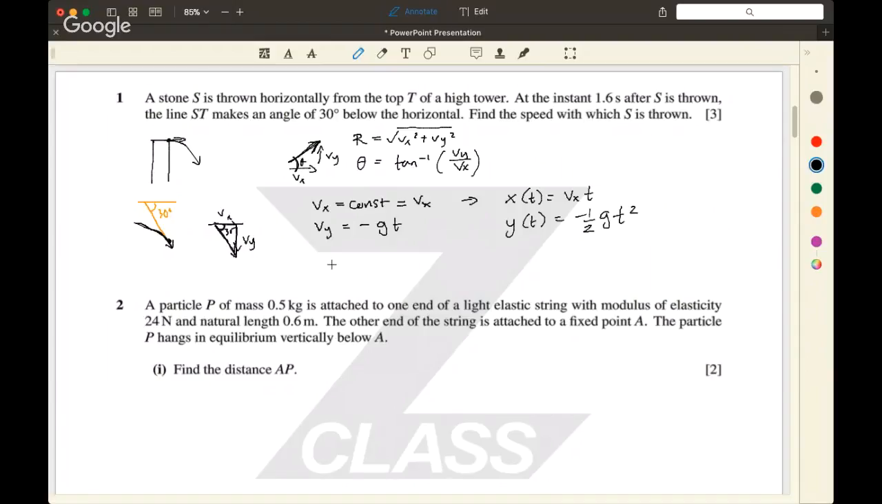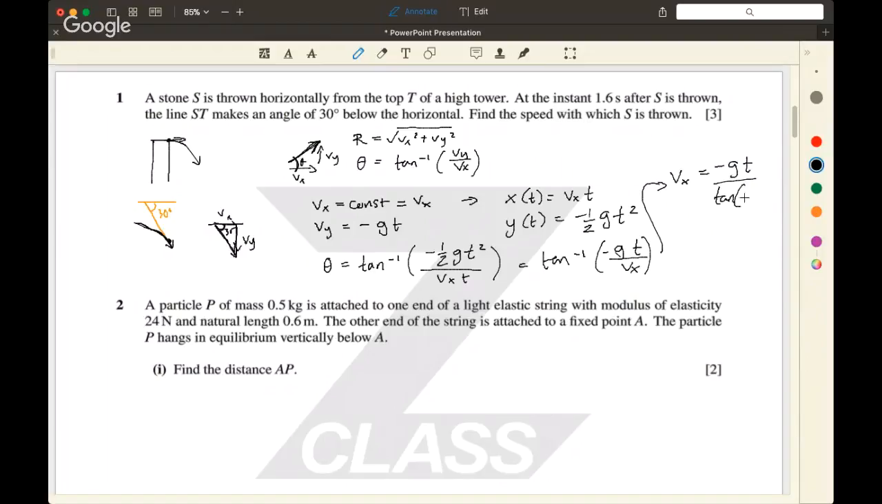Now we can solve for theta. So theta is going to be the inverse tangent of vy, which is minus 1/2 g t squared, all over vx t. Okay, so we have g, we have t, and we have theta. So we just need to invert this equation, and we get that vx is equal to minus gt over the tangent of minus 30 degrees. And you will find that the minuses cancel. The tan of minus 30 is going to be negative as well, so you get the correct answer.